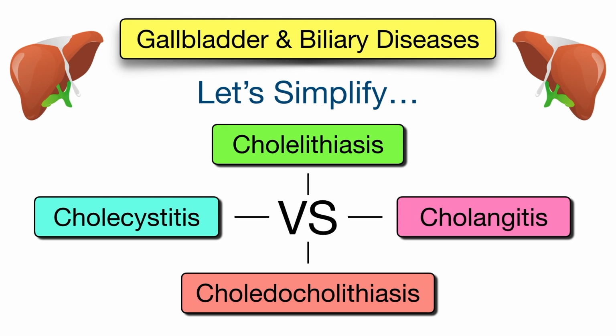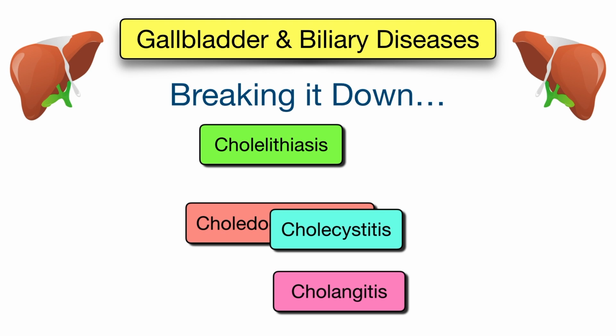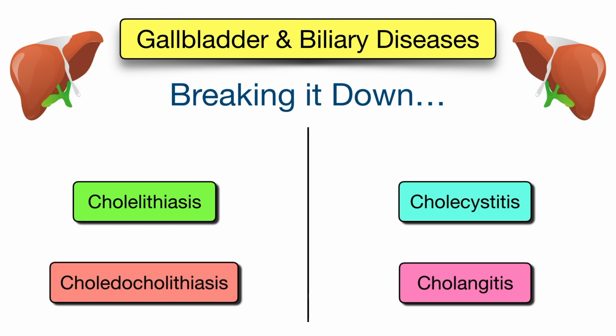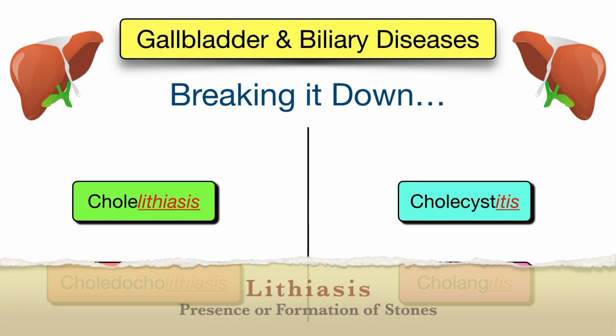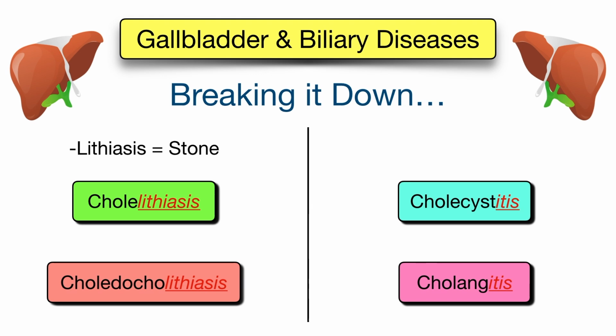The first thing we're going to do to help us remember the different terms is to split them into two groups based on the ending of the word. One of the tricks to remembering the different diseases is to simply break down the word. Two of the words end in lithiasis, and the other two words end in itis. We know from our medical terminology videos that lithiasis refers to the presence or formation of stones. So for lithiasis, I want you to simply remember stone. Lithiasis equals stone. Say that over and over in your head until it sticks.